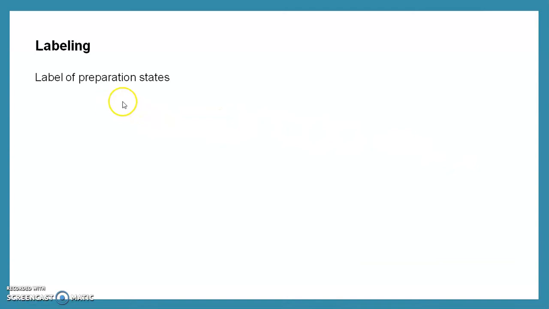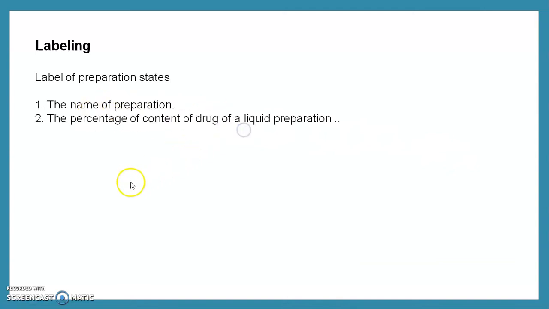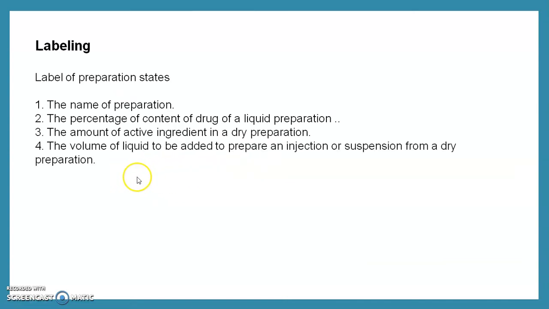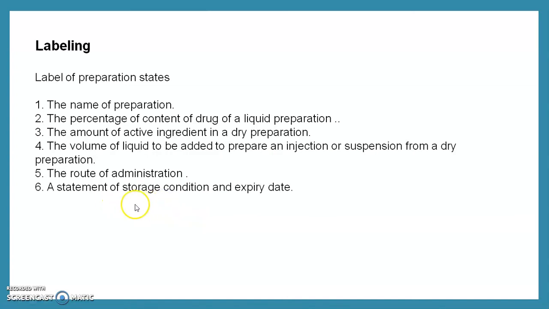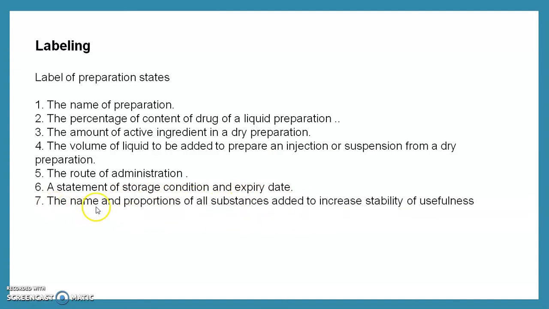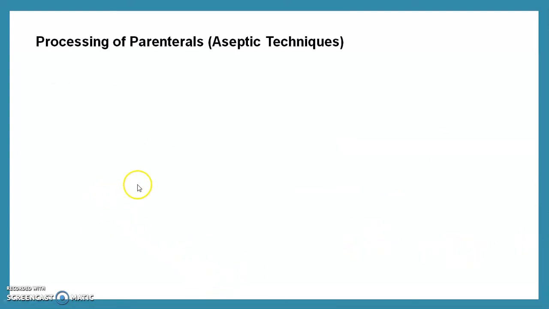Then the labeling. The label of the preparation states the name of the preparation, the percentage of the content of the drug in a liquid preparation, the amount of the active ingredients in a dry preparation, the volume of liquid to be added to the preparation to make an injection or suspension from a dry preparation, the route of administration, the statement of storage condition and expiry date, and the name and proportion of all substances added to increase stability or usefulness. Then we see the processing of the parenteral, that is aseptic techniques.